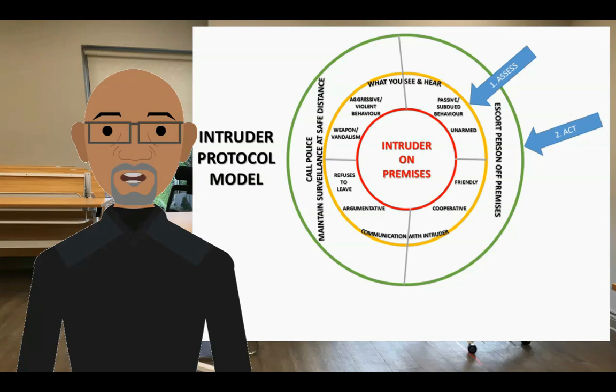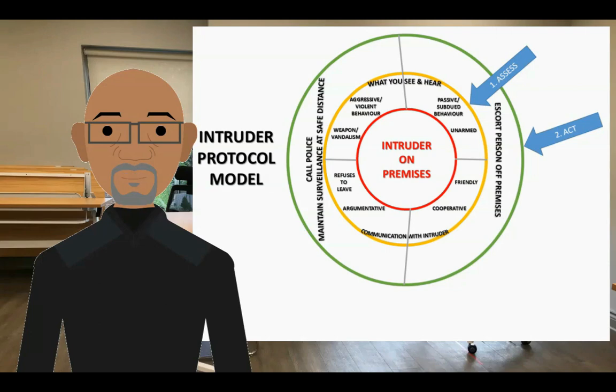Continually assess your safety, the safety of others on the premises, and the security of the building. Consider if there is any action you can safely take to secure the premises and protect any persons on the premises. Never turn your back on an intruder, regardless of their demeanor, and always keep them in sight.